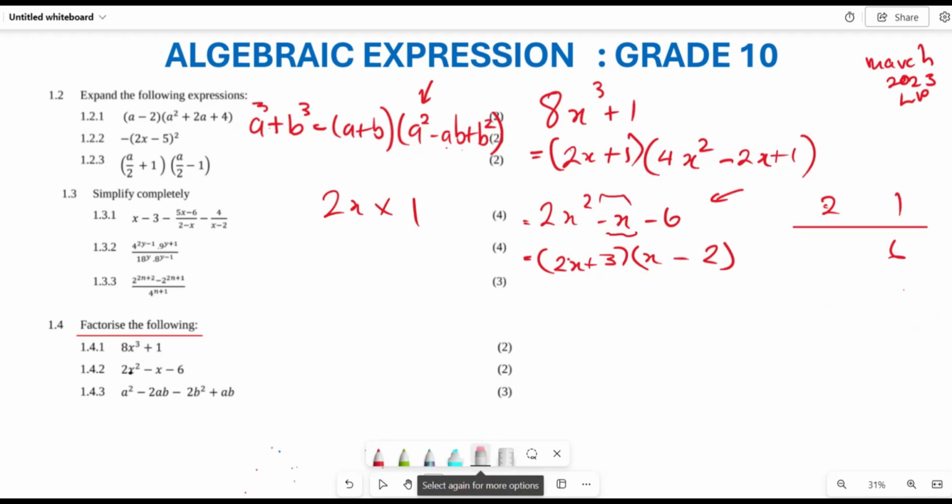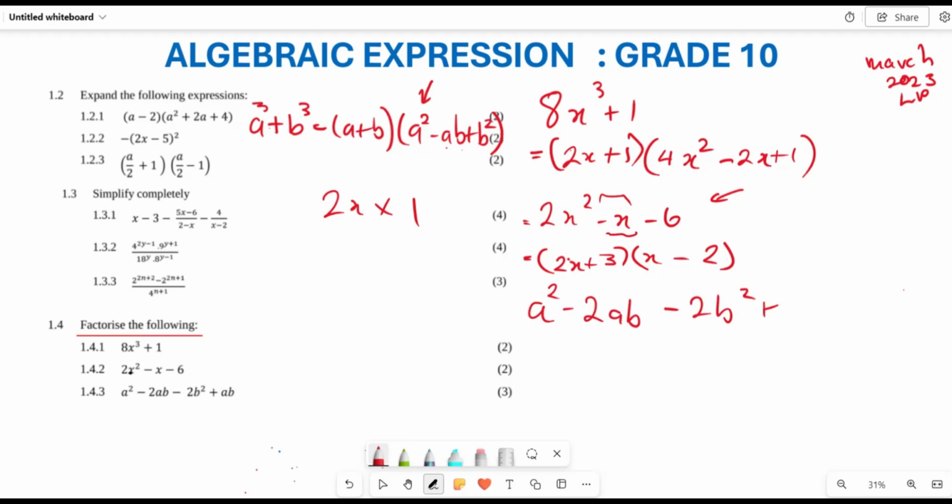All okay. Now let's look at something else. Now we have a squared subtract 2ab, subtract 2b squared plus ab. Now what is it that you are going to do from here? From here we are going to do what we call factorizing by grouping. What is the first thing that you are going to do?